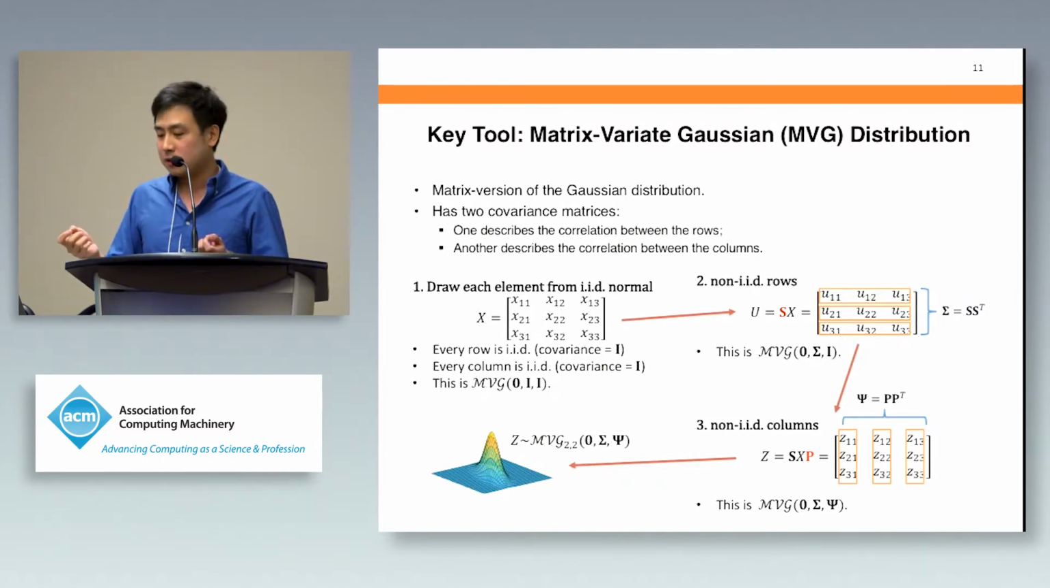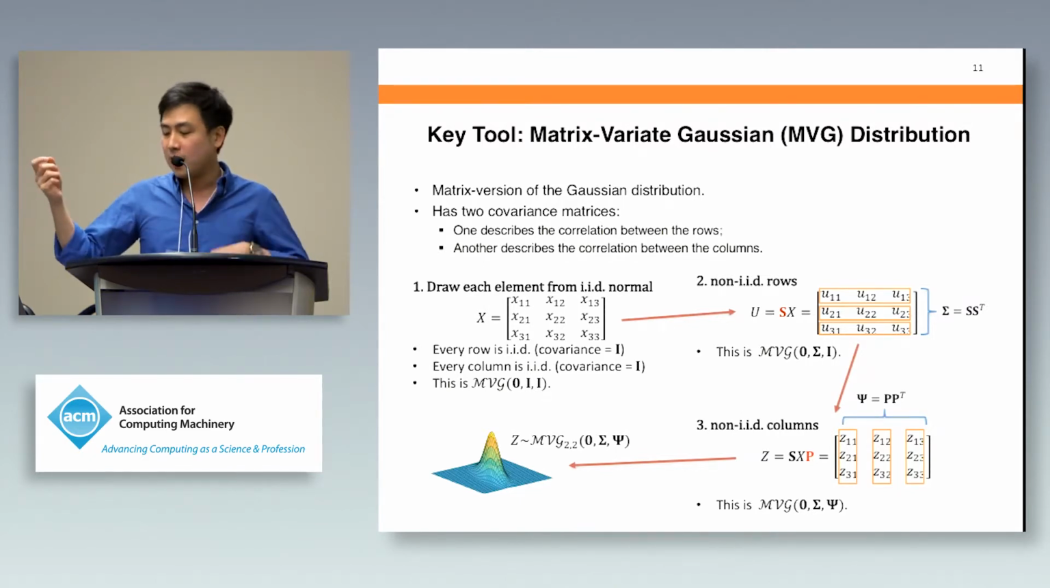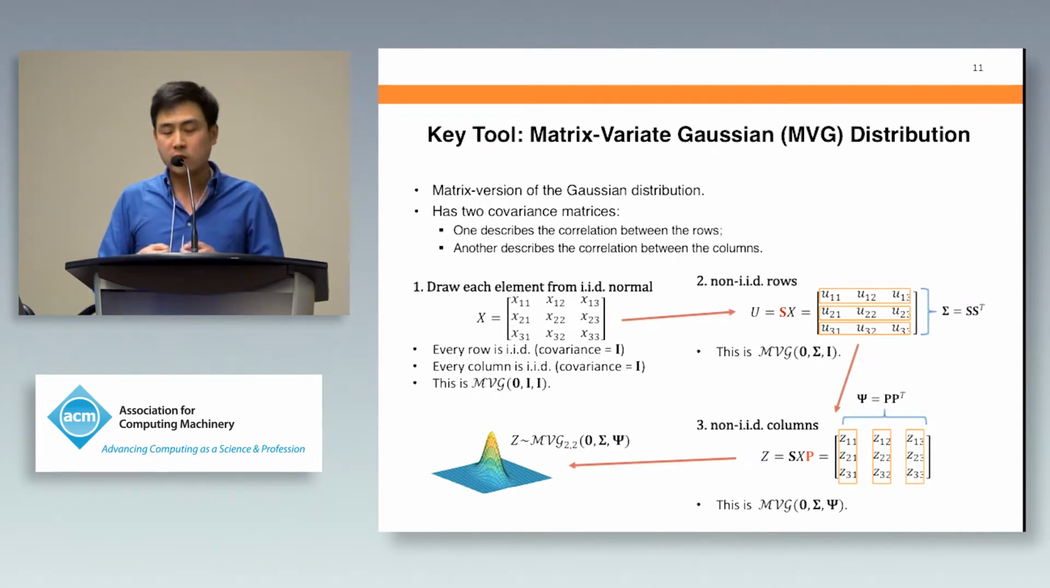Now the next step is obviously that you also want the columns to be non-i.i.d. What you do is the same thing, but now you do a linear transformation on the right with matrix P. Now your columns will be distributed with a covariance psi, which is a function of P, and you get a final random variable Z, which is distributed according to the MVG distribution with zero mean and covariances sigma and psi.